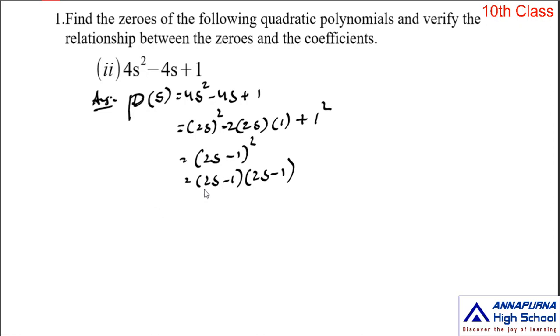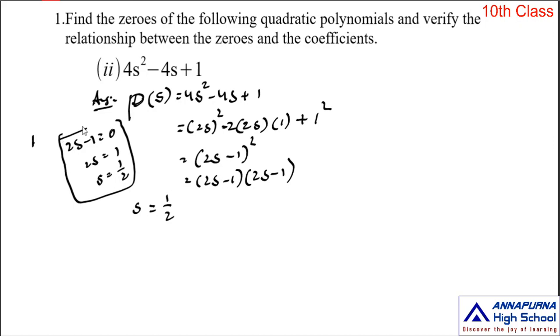So in these two factors, the first factor is 2s minus 1. So at which s value is this factor zero? At s is equal to 1 by 2. Why? Because 2s minus 1 is equal to 0, and 2s is equal to 1, and s is equal to 1 by 2. Okay, so s is equal to 1 by 2. That means one zero of this quadratic polynomial is 1 by 2. And what is the other zero? It is also 1 by 2, because the second factor is also the same.